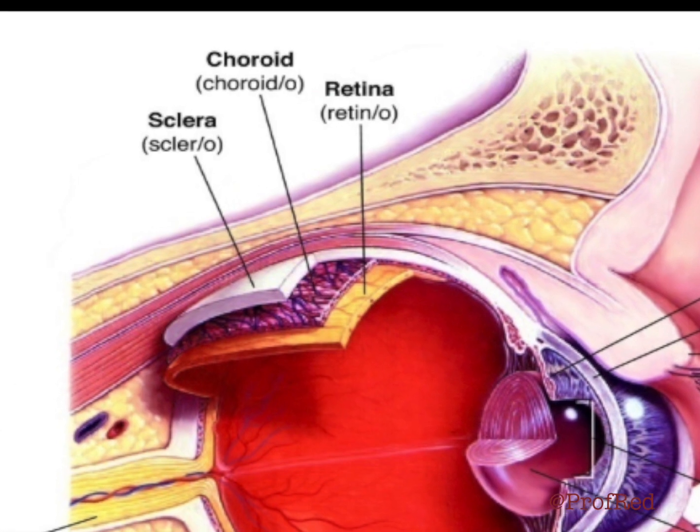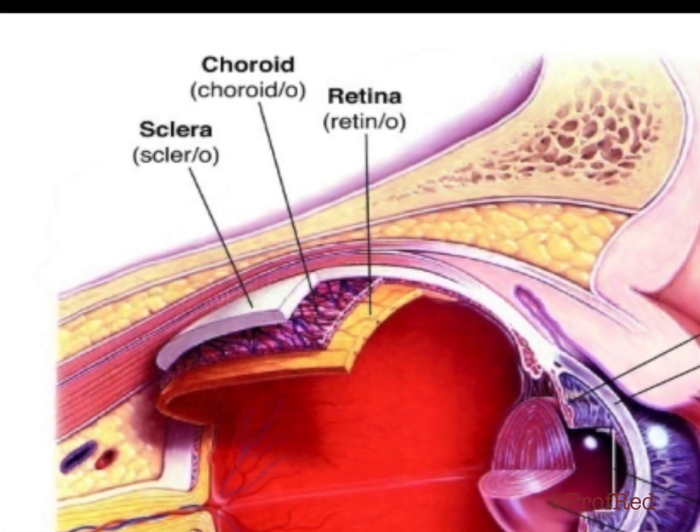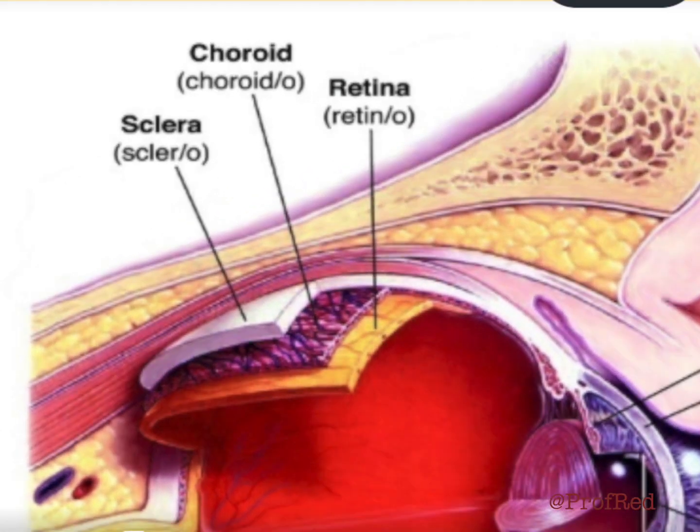So here we are zooming in to the three layers of the eyeball. From outermost to innermost, we have the sclera, and the combining form is sclero. Choroid, the combining form is choroido. And retina, which is the combining form of retino.